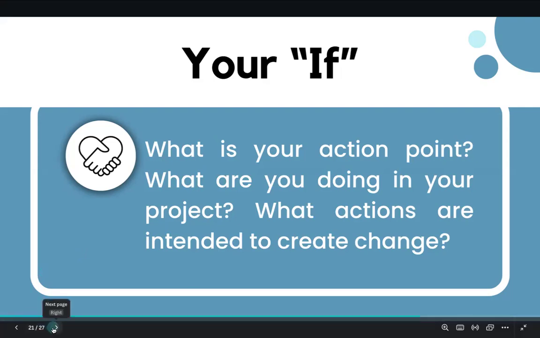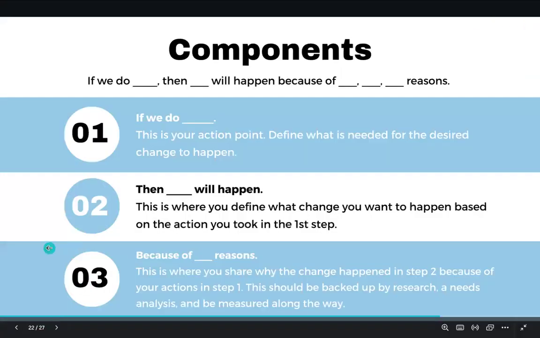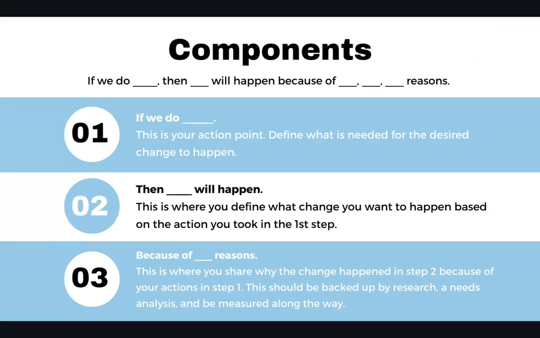Okay, welcome back. So just to review, these are the different components of your theory of change. If we do blank, then blank will happen because of blank, blank, blank reasons. You can have however many reasons you want in there. The first step is your action point. Then your second step is where you define what change you want to happen. And your third step is what change happened because of your actions in step one. Always back it up with research and needs analysis where applicable, and measure it along the way to ensure that it holds up as you are implementing the program, that it's actually delivering the change that you need.